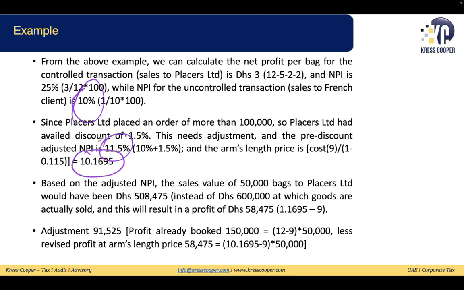So what should be the price for the 50,000 bags at the arm's length price? 50,000 bags at the price of 10.1695. 50,000 multiplied by 10.1695 is 508,475. It should be the fair value. It should be the arm's length price for the controlled transaction. But the compromise price is 600,000.